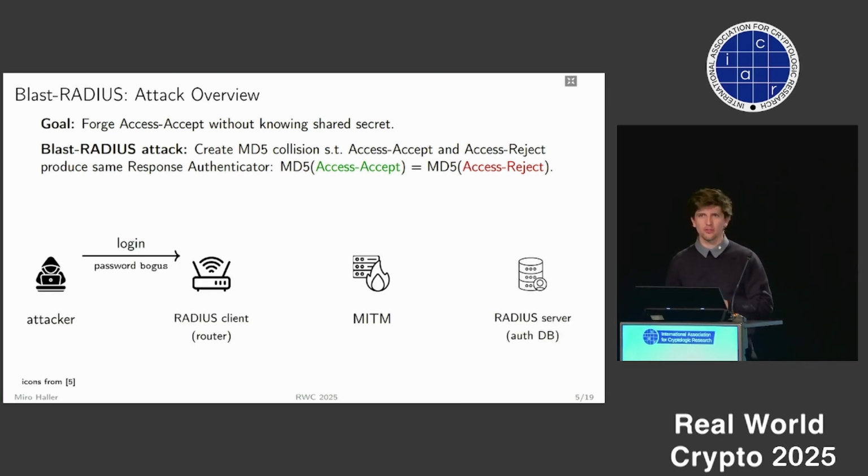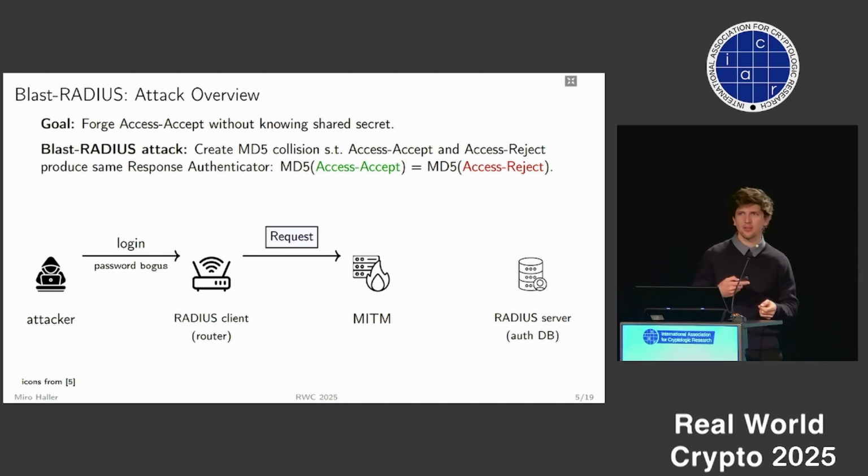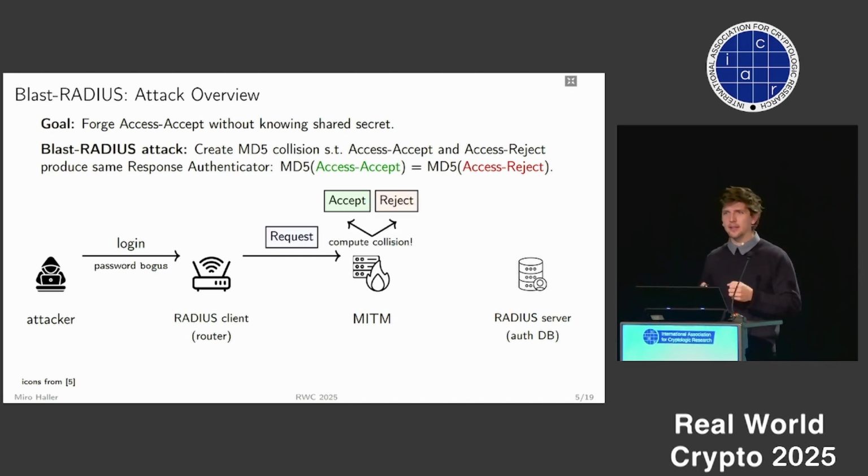So on a high level, this works as follows. The adversary logs into an account with some random bogus password, which then causes the RADIUS client to send an Access-Request to the RADIUS server. But this request is intercepted by the machine in the middle, which is then using the information in the request to predict what Access-Reject the server will send back. And it's then running a collision algorithm to compute a matching Access-Accept that has the same Response Authenticator.